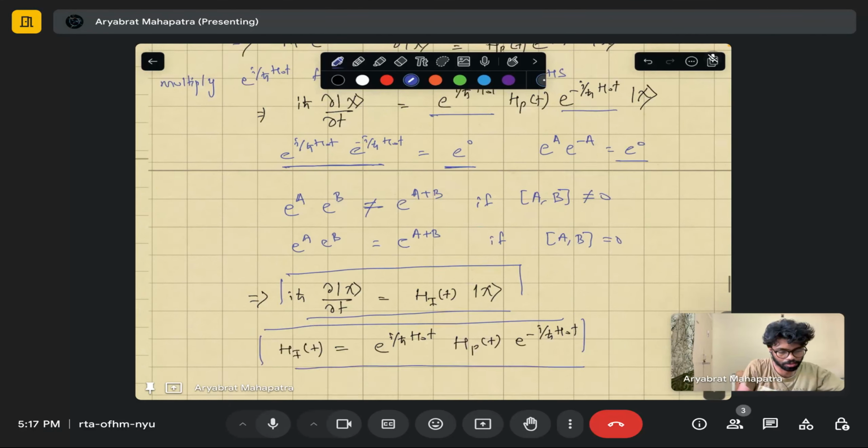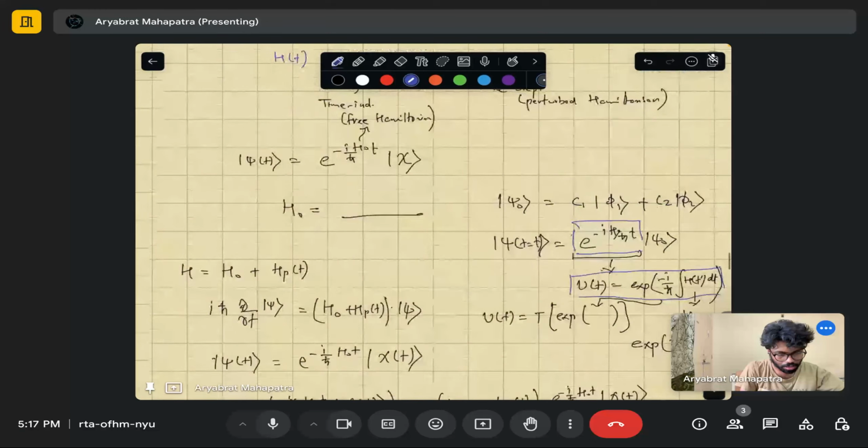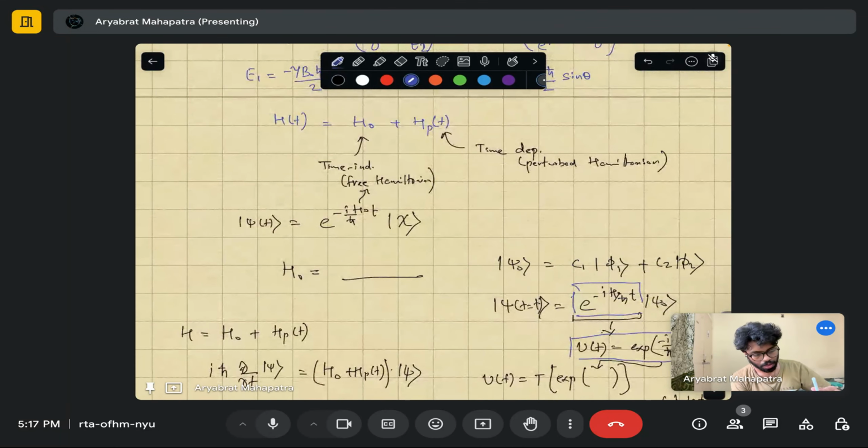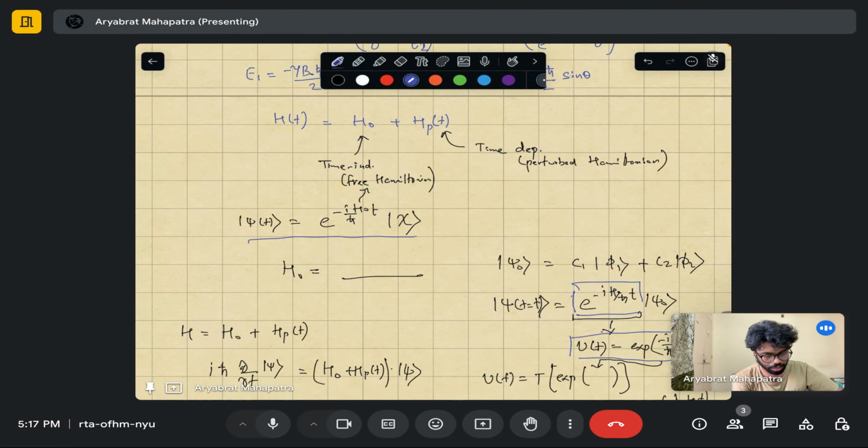So you're talking about this thing. Yes. Because it is given in the question that psi of t is evolved with H naught. Let's think about the case when we have a time independent Hamiltonian, where we do not have any time dependent term inside the Hamiltonian.